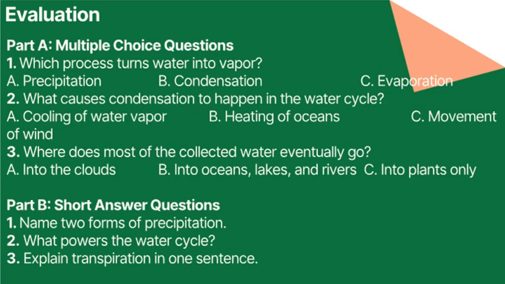Now for some short answer questions. Question 1. Name 2 forms of precipitation. Question 2. What powers the water cycle? Question 3. Explain transpiration in 1 sentence. Take a moment to review your answers.